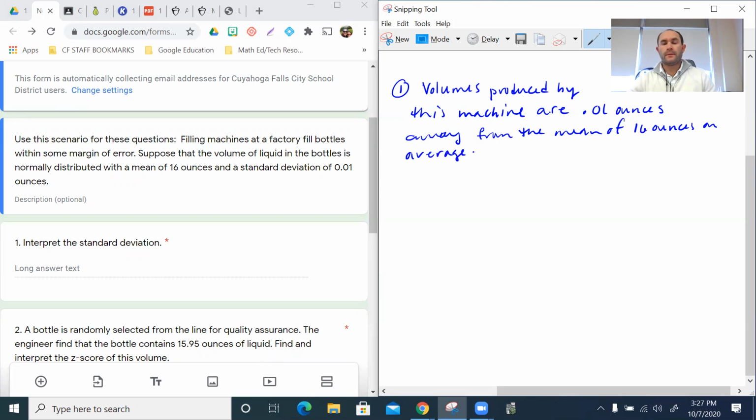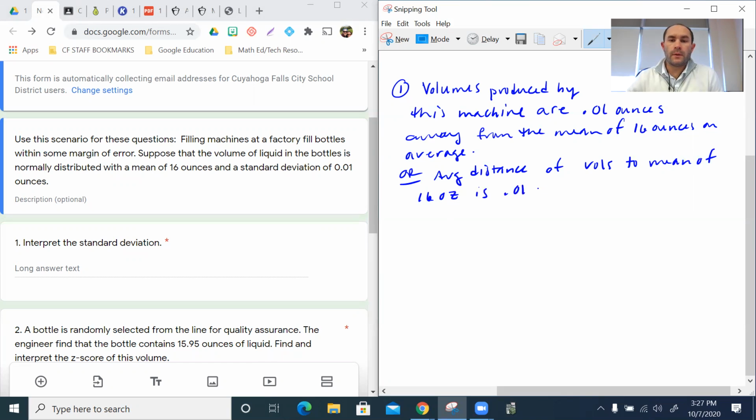Or we would say the average distance of the volumes to the mean of 16 ounces is 0.01 ounces. Either one of those interpretations is fine. But that's the average distance, is how you interpret standard deviation.